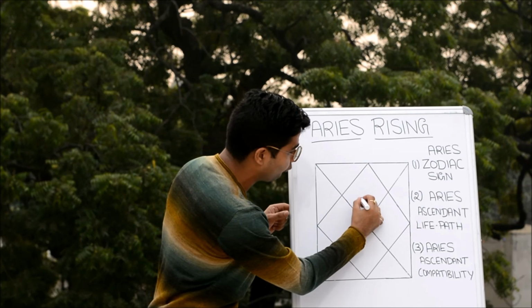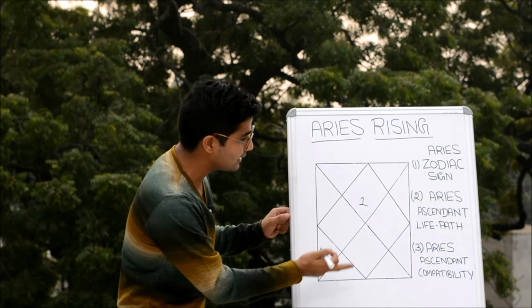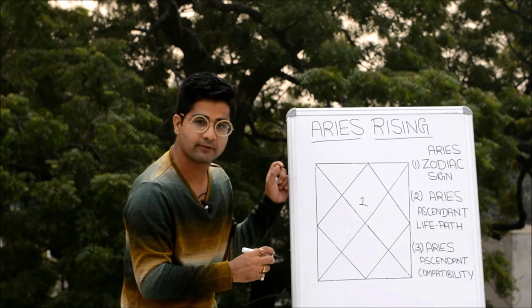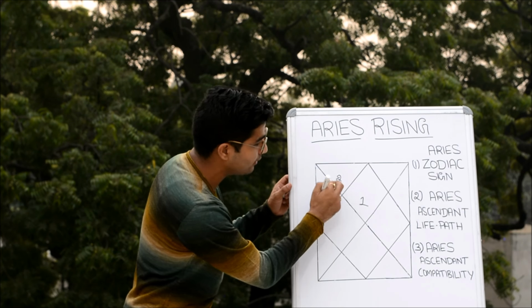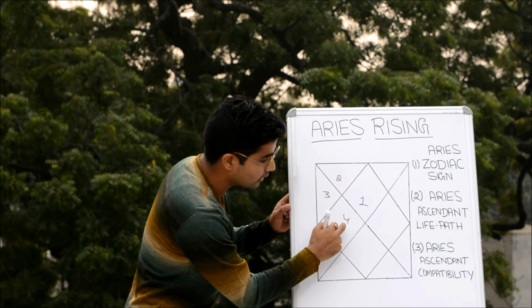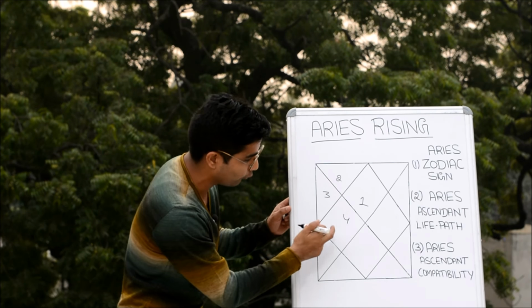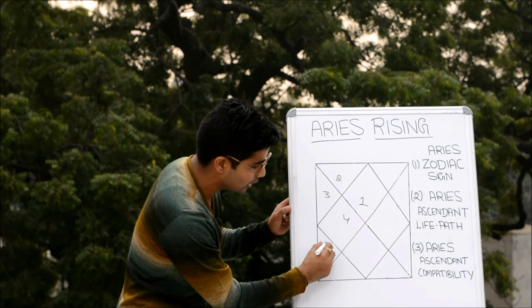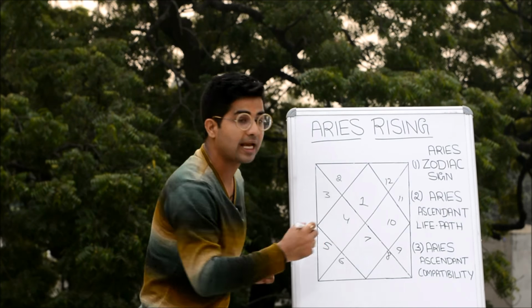So just because Aries has come over here, the successive houses will get the successive numbers. So Taurus, which is another sign, will come on the 2nd house. Gemini will come over the 3rd house. The Cancer sign will come on the 4th house. So this is how the ascendant plays a role and is considered very important.